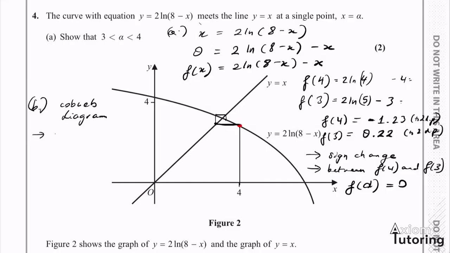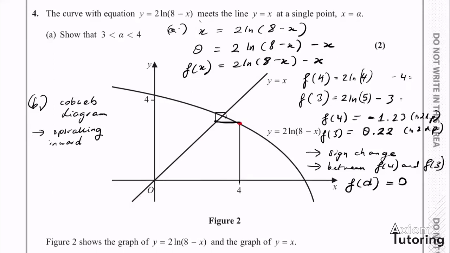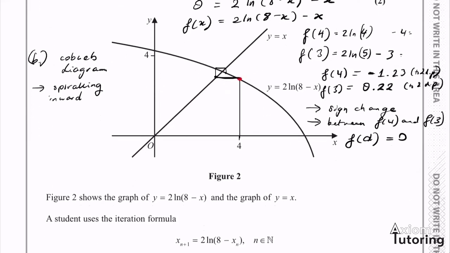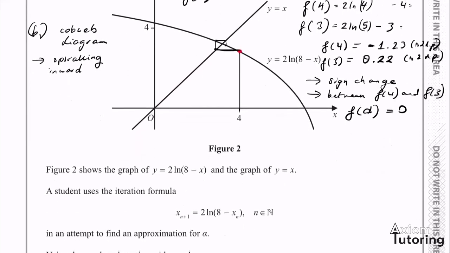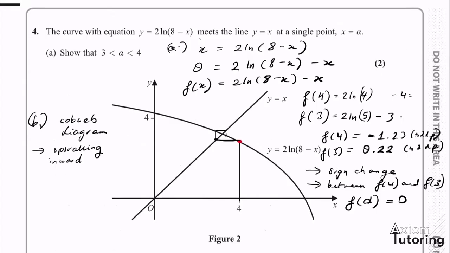Okay, so from the cobweb diagram, we can see there's that inward spiral. So it's converging to a single value. Okay, so we can, in fact, use our iteration formula here, which should give us our approximation for alpha, and we've just justified it using a cobweb diagram to show that this is converging to a single value because we can see that it's spiraling inwards.